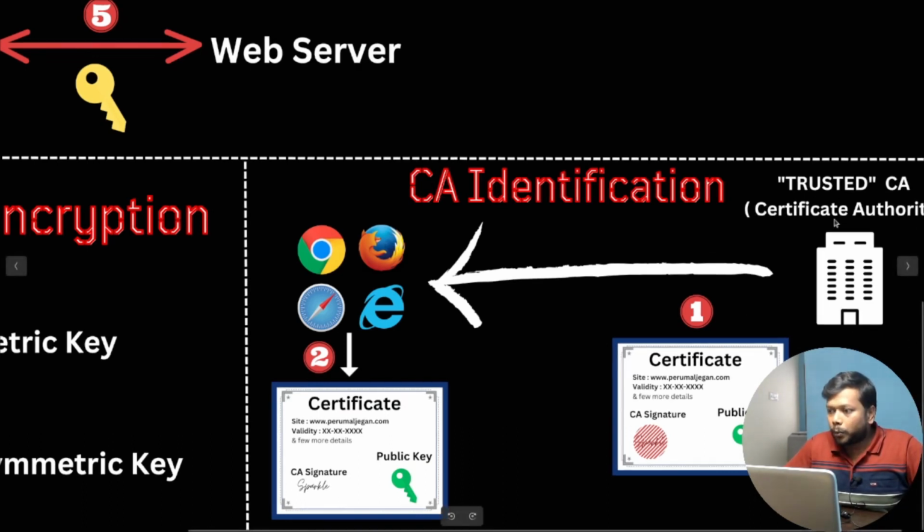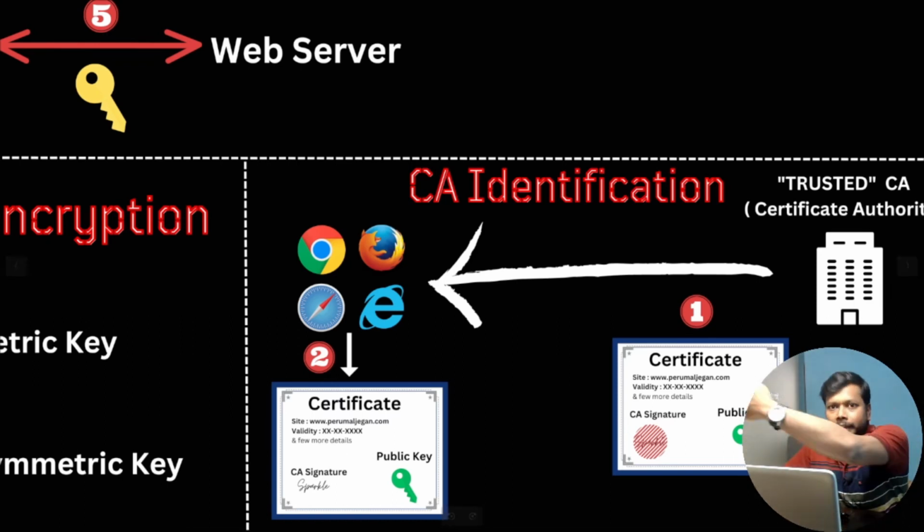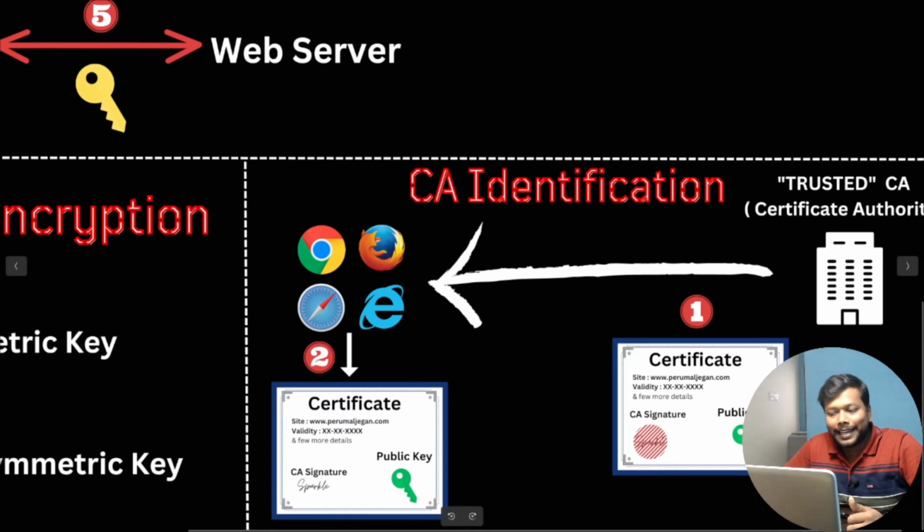Now, look at this one. The trusted CA gives their details and also the public key, right? When the browser communicates to any web server that got signed by the trusted certificate authority, obviously it shares the public key in the certificate. Once it receives it, the browser verifies whether this trusted CA is real or not by seeing this signature.